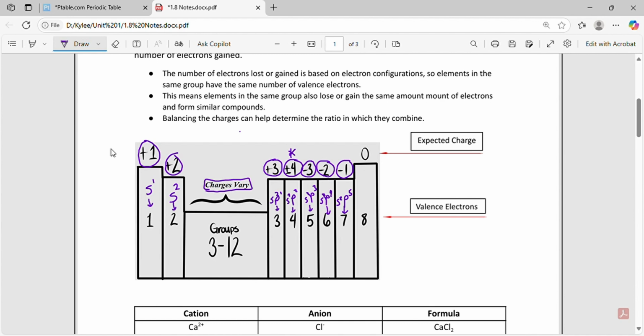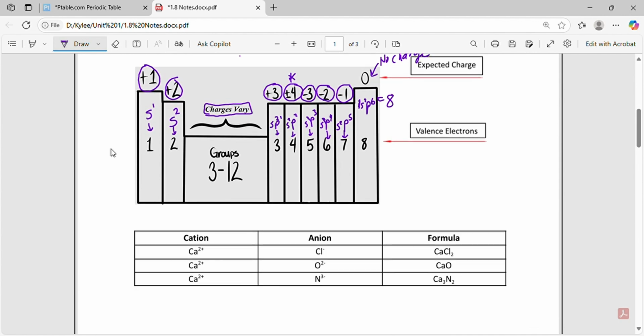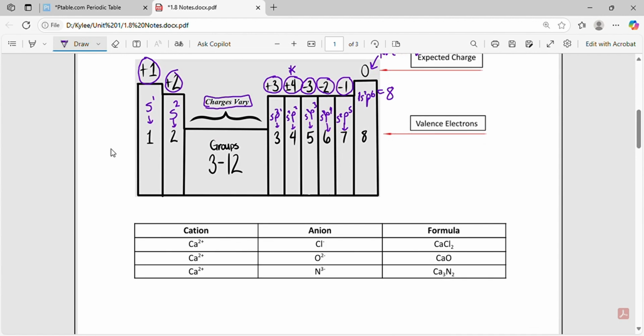Our last group, our noble gases, all of them end in S2P6. And so they already have the full octet, which is why they typically have no charge. All right, so let's look at some examples as we might do some ionic bonds or some ionic compounds.